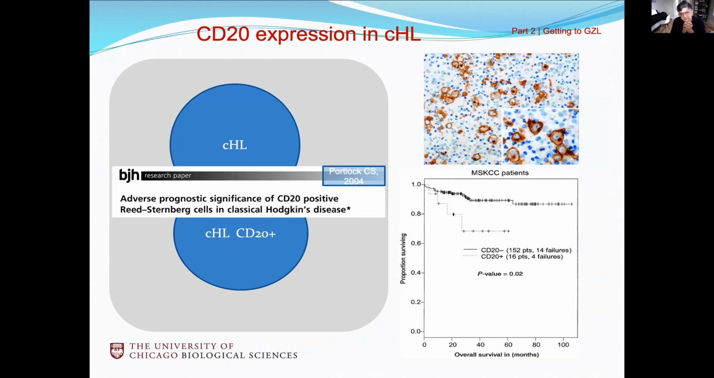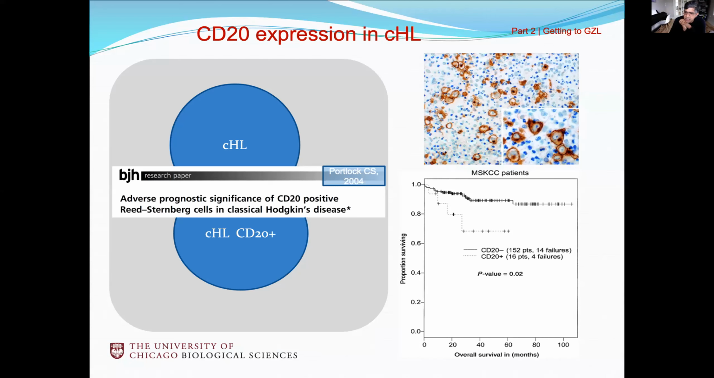So this is a study that came out of the UK. Here they decided to look at the adverse prognostic significance of CD20-positive Reed-Sternberg cells in classical Hodgkin's disease. Yeah, they still call it disease. So it was not a lymphoma, I guess, at that time. Samuel Wilks actually called it Hodgkin's disease because he had no clue whether it was a lymphoma at that time.